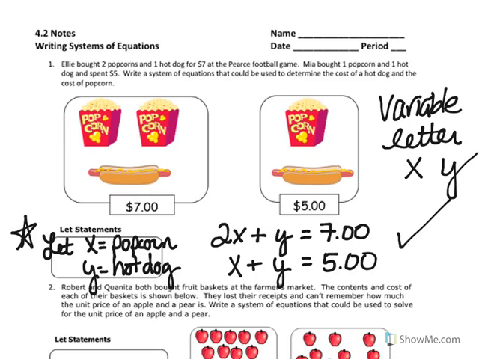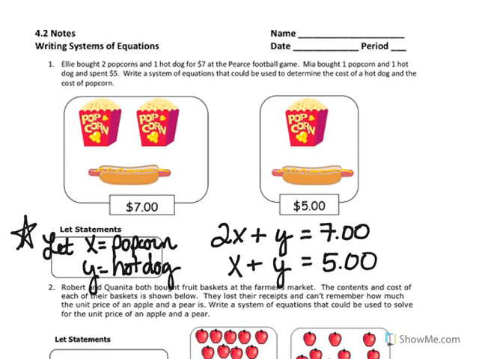But I do want us to look at the picture and see, is there a way we could figure out how much one of them costs? Why don't you try and do that? Why don't you hit pause and see if you can figure out how much is a popcorn and how much is a hot dog. So try that yourself.